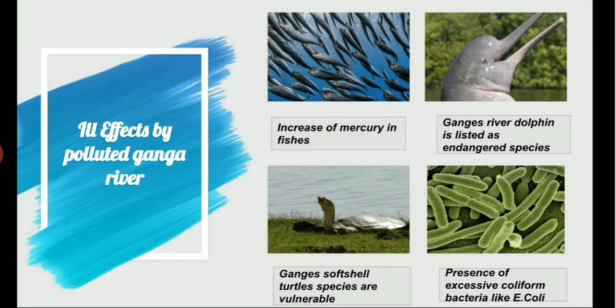Ill effects of the polluted Ganga river. Increase of mercury in the fishes. The mercury amount is increasing in the fishes, so people who eat seafood and live near the Ganga are also impacted, because mercury leads to harmful effects in the human reproductive system. Also the Ganga river dolphin is listed as an endangered species, and Ganga soft shell turtles are listed as vulnerable species. There is a presence of excessive amounts of coliform bacteria like E. coli. Because of the sewage waste and the industrial influence, harmful bacteria and viruses are developing in the river, and therefore it is very important to reduce this pollution.